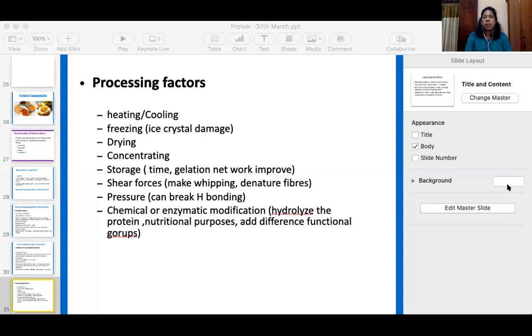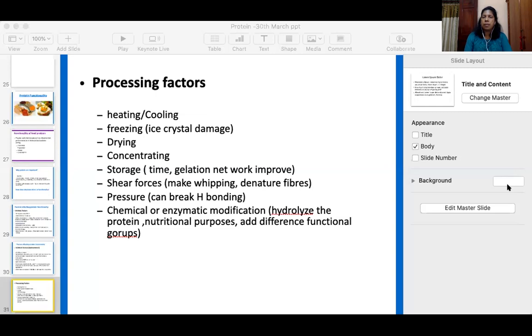Then storage, normally when we are using time in storage, the gelation network improves. And the shear forces, whipping, denature the protein fibers, not carbohydrate fibers, and they can entrap air or different things together by using the shear forces. The other one is pressure, which can break down hydrogen bonding, and chemical enzyme modification, which can also hydrolyze the protein for nutritional purposes and create different functional groups.